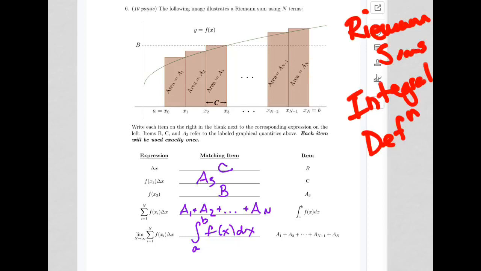I would really recommend for tomorrow, you should be able to, without this side, if I give you these things, you should be able to tell me what those are in terms of the geometry. Like, just looking at them, you should be able to go width, area of one rectangle, height of one rectangle, the sum of all the rectangles, the area under the curve, which is the definite integral. You just need to be able to identify those really, really quick.